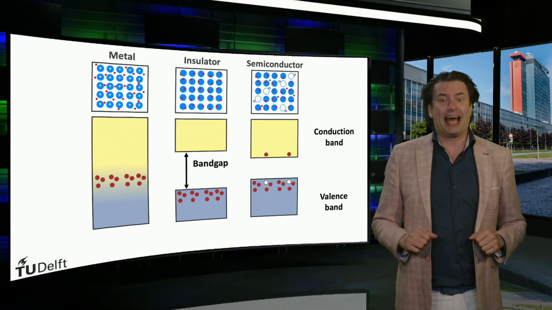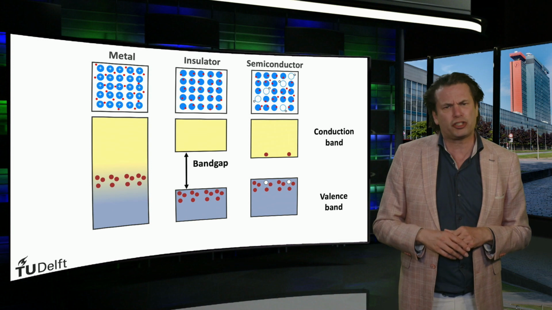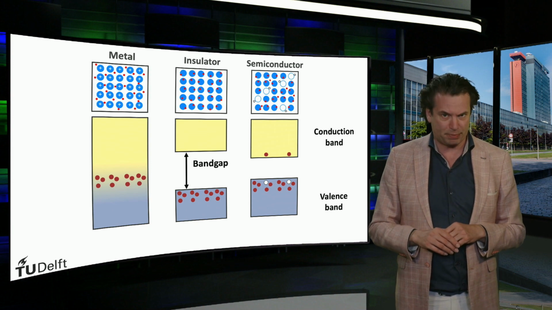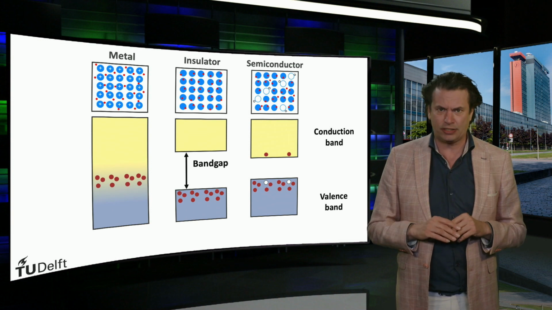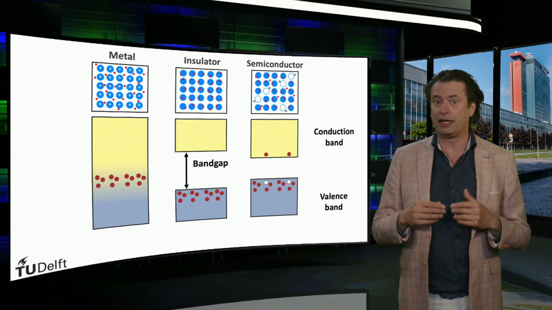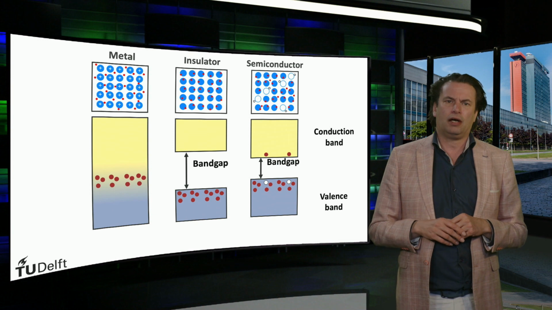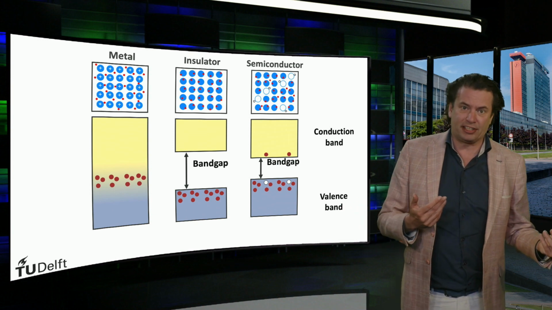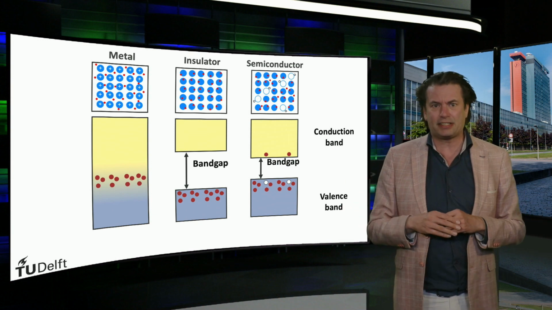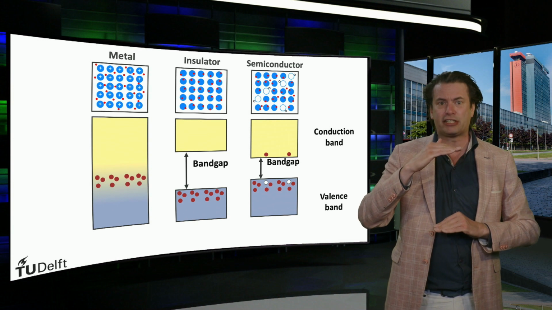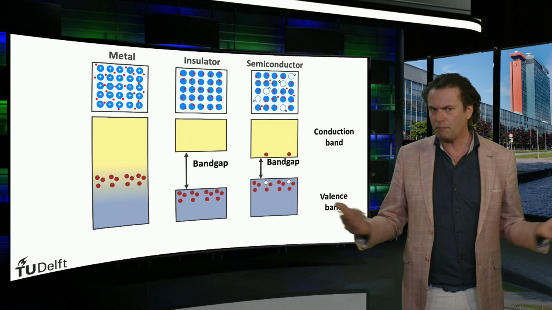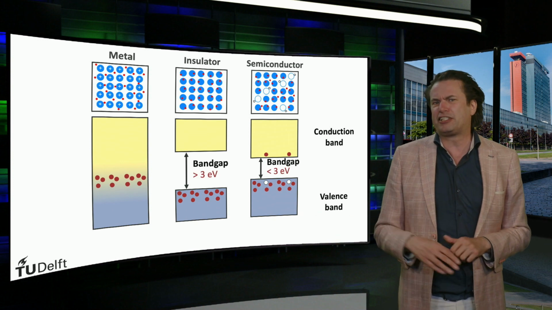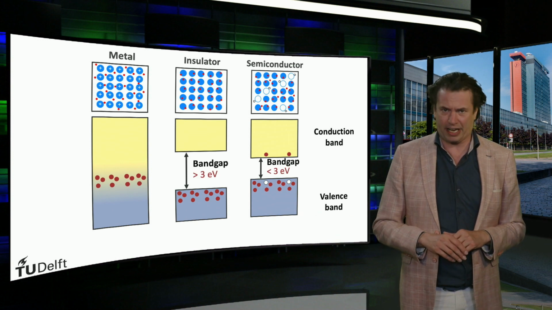The forbidden energy gap between the valence and conduction band is called the band gap. In this gap, no energy states exist which can be occupied by electrons. The difference between insulators and semiconductors is that the band gap of an insulator is much larger than the band gap of a semiconductor. The band gap of an insulator is typically larger than 3 electron volts.